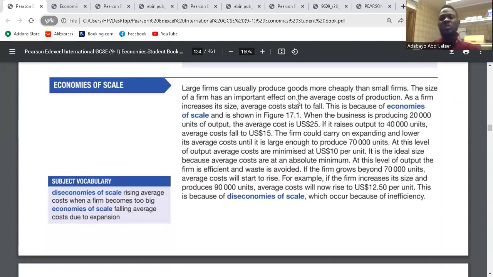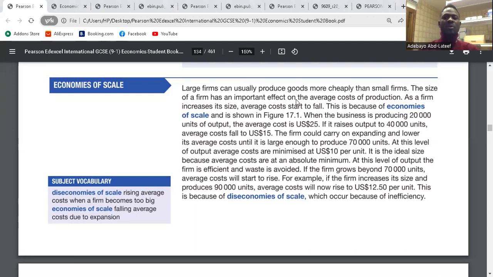Economies of scale. Large firms can usually produce goods more cheaply than small firms. The size of a firm has an important effect on the average cost of production. As a firm increases its size, average cost starts to fall. This is because of economies of scale and it's shown in figure 17.1.